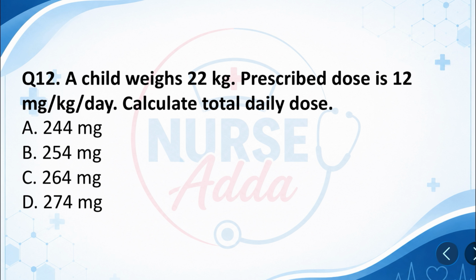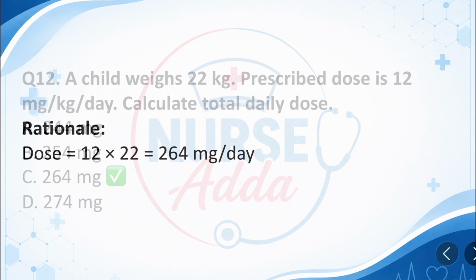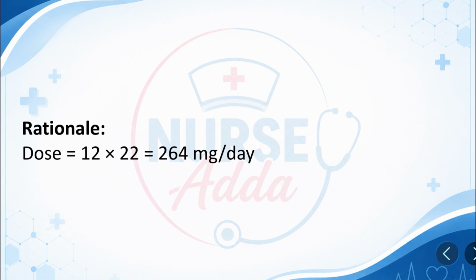Question number 12. A child weighs 22 kg. Prescribed dosage is 12 mg per kg per day. Calculate the total daily dose. The right answer is option C, 264 mg. Dose is equal to 12 into 22, which is equal to 264 mg per day.